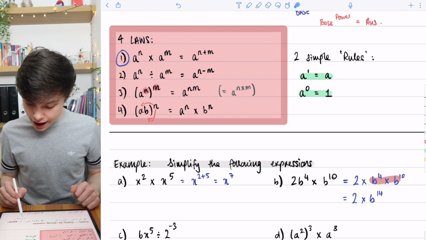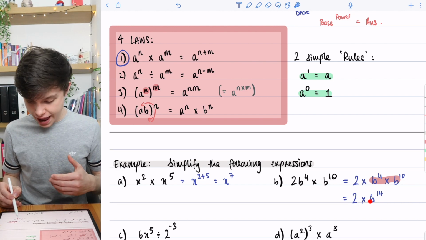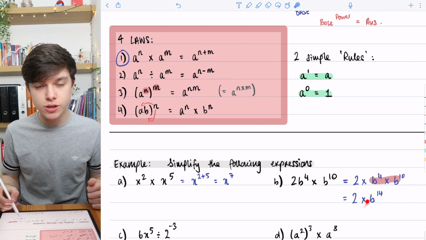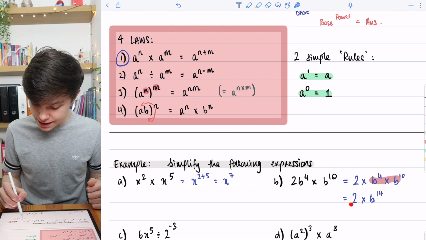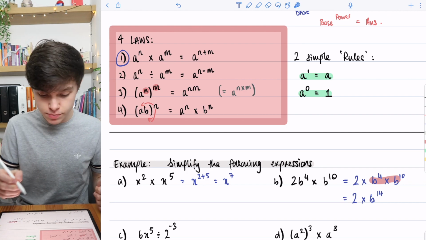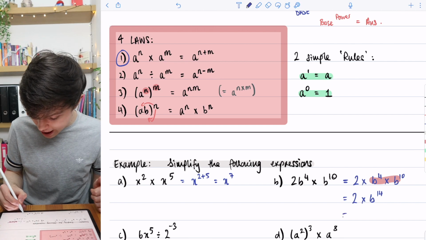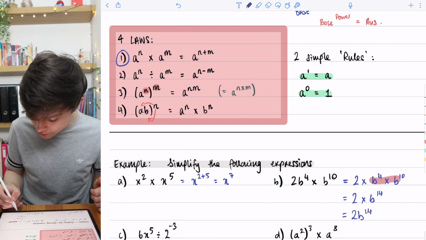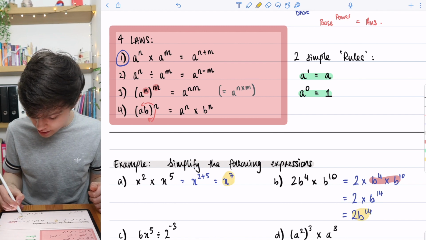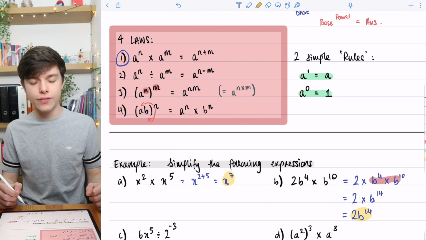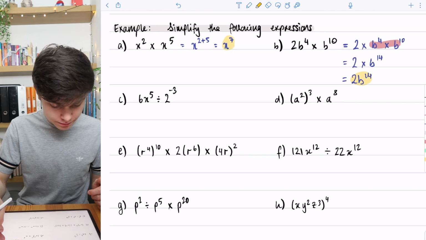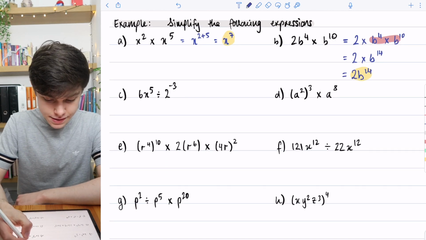Now, I can't bring those together any other way than I kind of already have done. All I can do is just get rid of that multiplication sign, because the base is not the same, so I can't do anything and add the powers. That doesn't work. I can just get rid of the multiplication sign and say there I have got 2b to the 14. And I'll highlight my answers in yellow in case you want to pause the video and find the answers. So 2b to the 14 is what we should have got for B. Let's have a look at C.